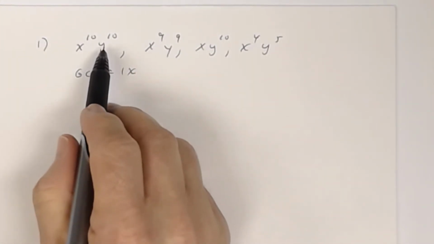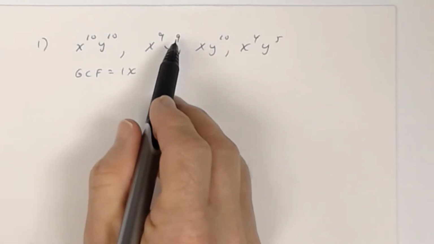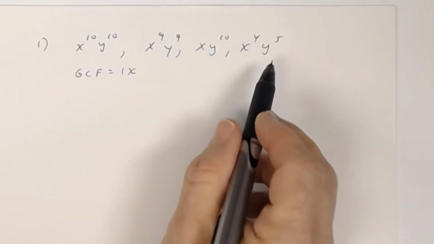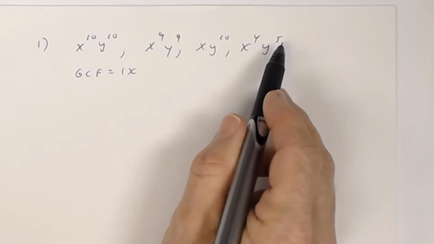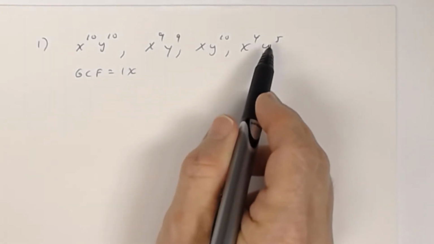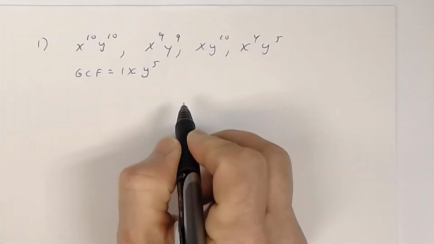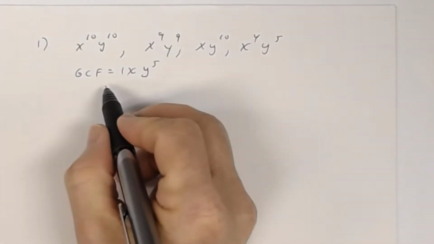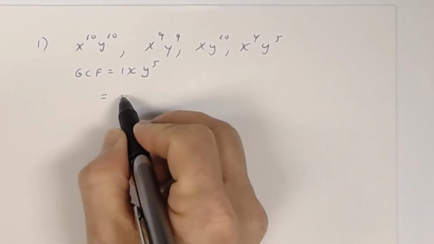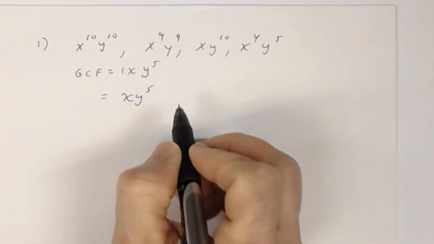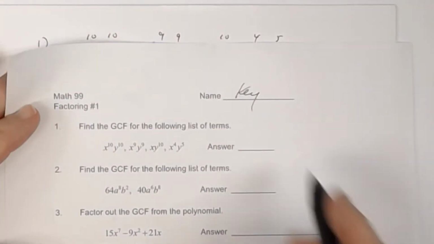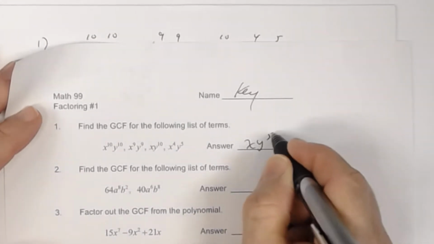Then if you look at the y's, I have 10 factors of y, 9 factors of y, 10 factors of y, and 5. And so the smallest number of factors you're going to need for the GCF will be y to the 5th. And so in number 1, the answer will be just x, y to the 5th. Okay? So number 1, the answer is x, y to the 5th.